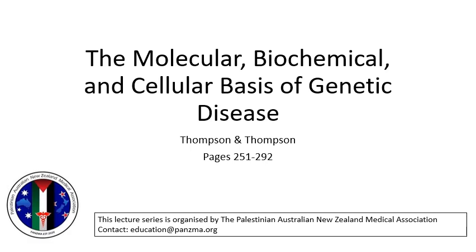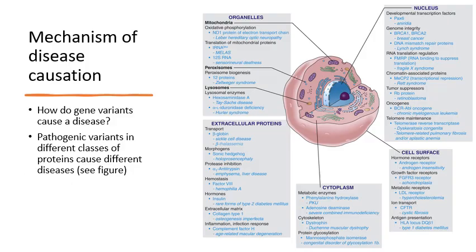There's no easy way of memorizing or learning about the different mechanisms. So bear with me, this is a slightly dry lecture, but just follow along. I don't expect you to remember every single mechanism for every single disease, but just to help you understand how different these mechanisms are and how our body works so differently and each gene works so differently. So let's learn about the molecular, biochemical, and cellular basis of genetic disease.